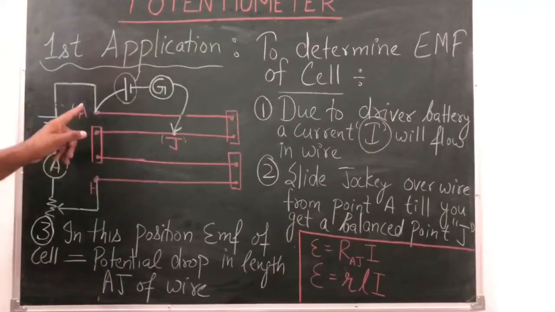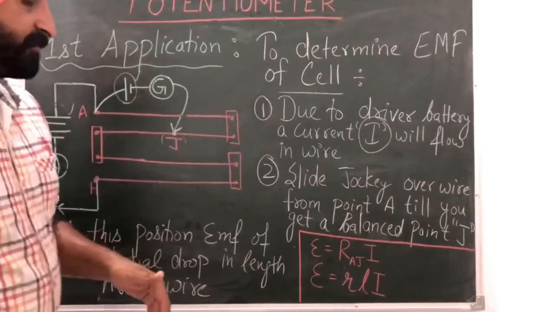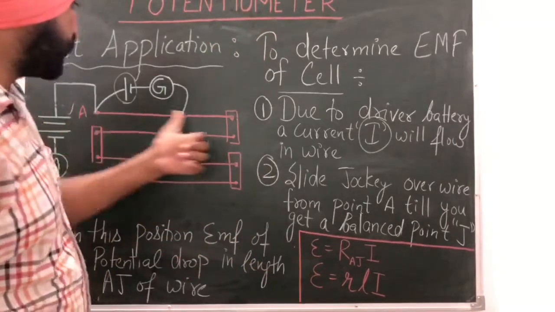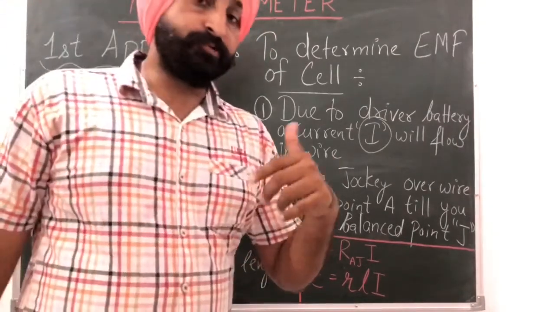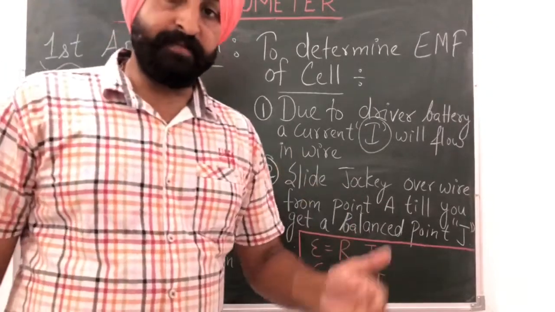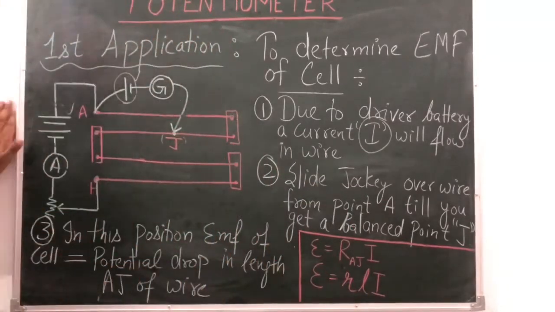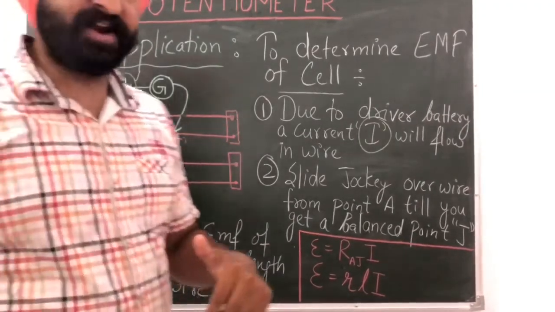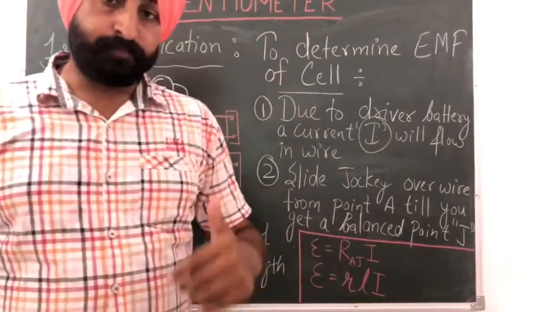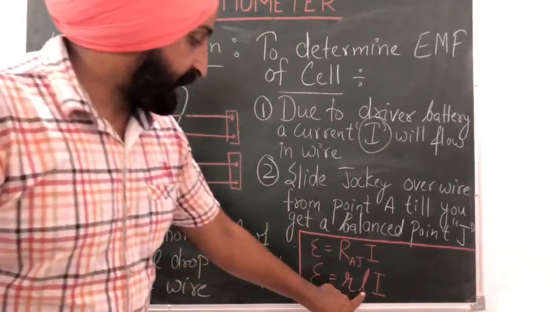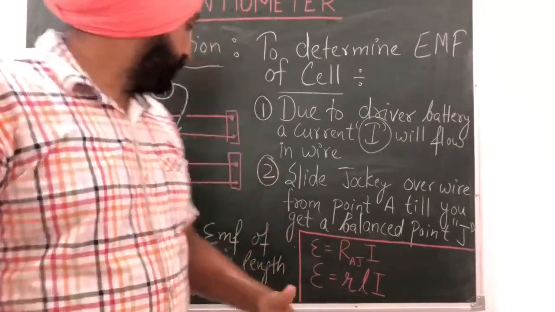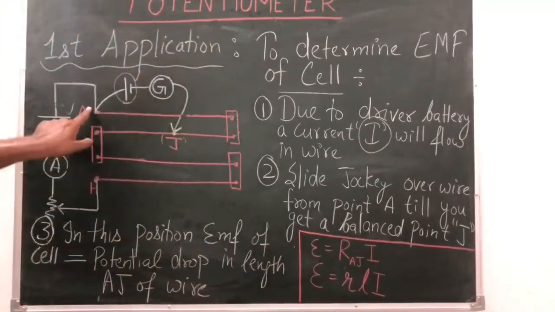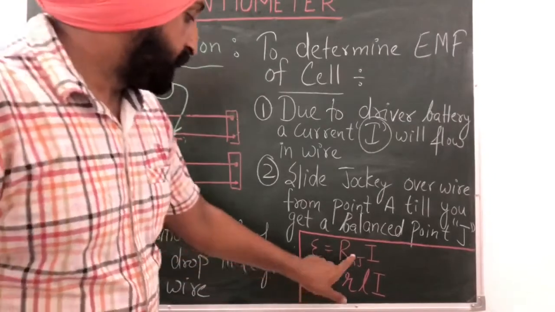In place of the resistance from point A to J, we can write: small r is the resistance per centimeter of this wire, which is used in this potentiometer. And suppose L is the length of wire from point A to point J. So the resistance R_AJ between A and J will be equal to small r into L.